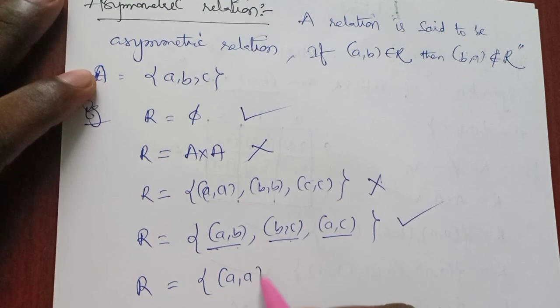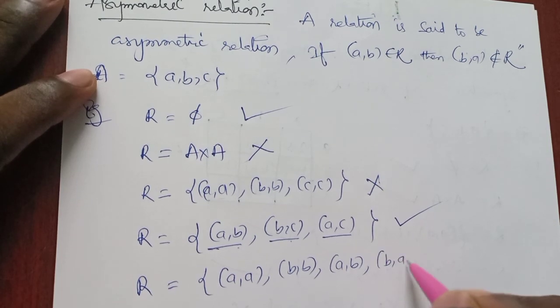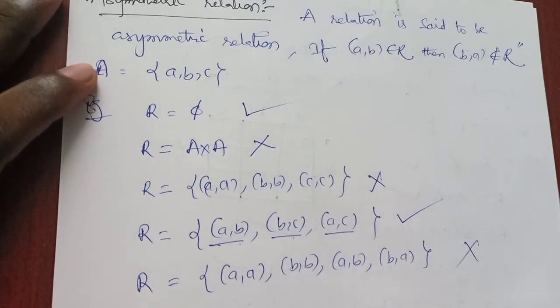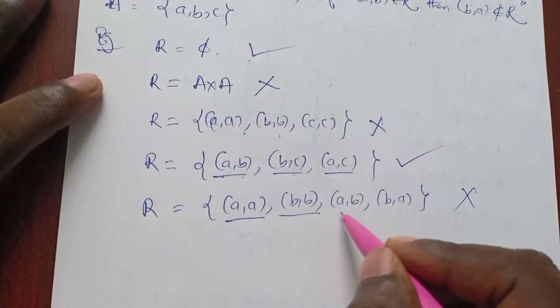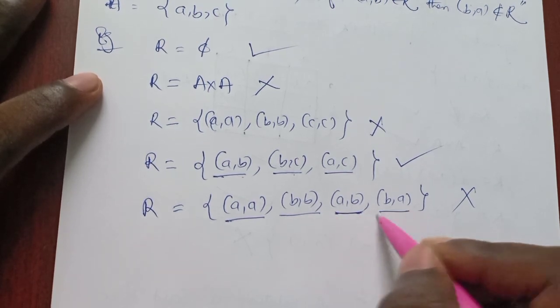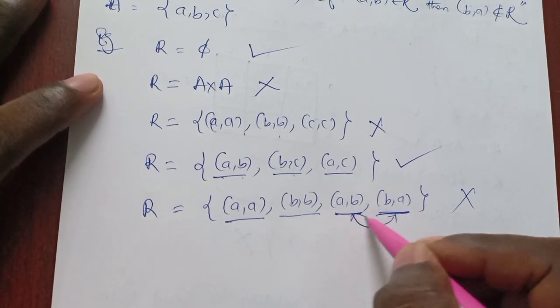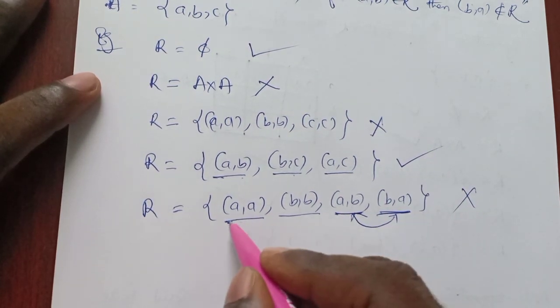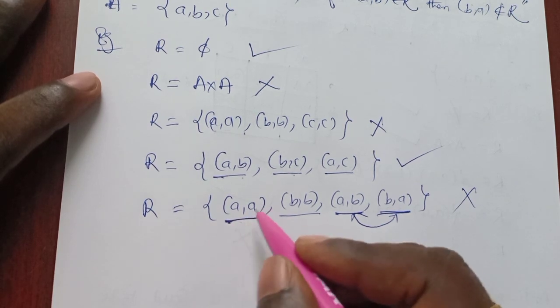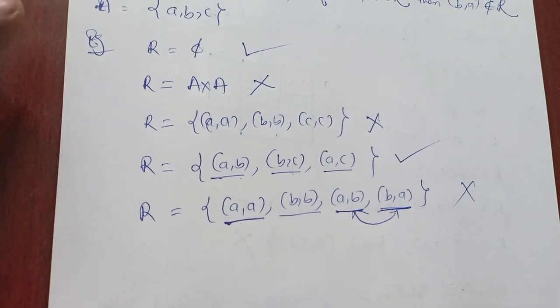And finally, clearly not. Why? Because of (A, A), there is a problem with these two elements. And if (A, B) is present here, (B, A) is also present. If (A, B) is present, we never should have (B, A), but here two ordered pairs are present in this relation, and (A, A). So what happens if you interchange these two? We get symmetry. So clearly it is not an asymmetric relation. So this is all about symmetric, antisymmetric and asymmetric.